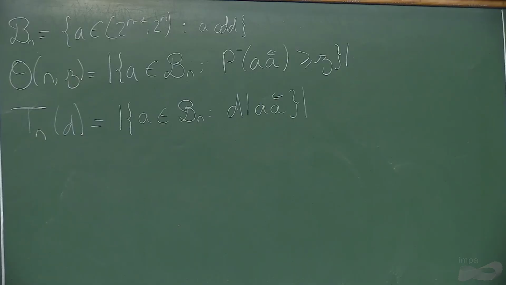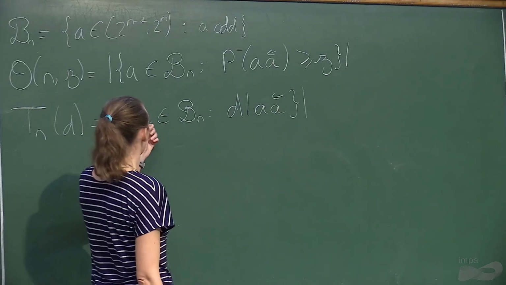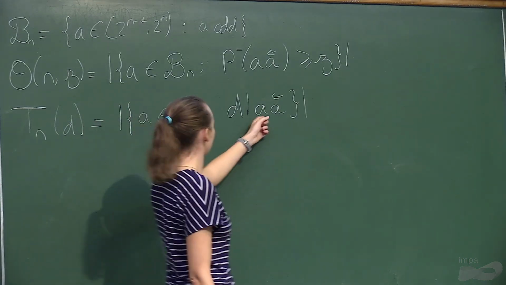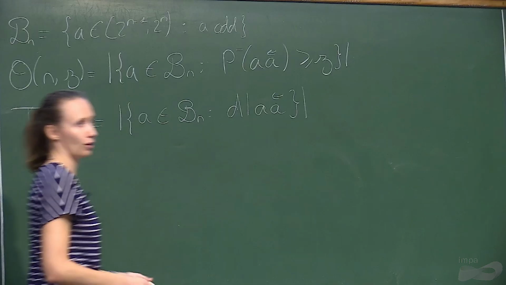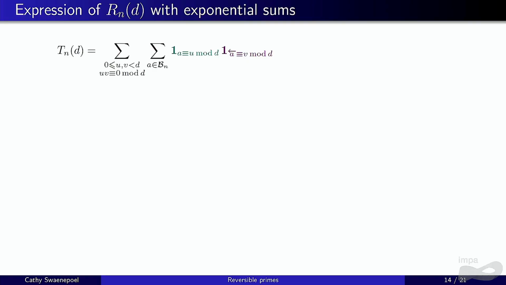Tn of d is this quantity, the sum over all a in Bn such that a times its reverse is congruent to 0 mod d of 1. We start by rewriting this in the following way. We filter according to the value of a mod d and the reverse of a mod d. This gives a sum over all u, v such that uv is congruent to 0 mod d, of the sum over a of a quantity which is 1 if a is u mod d and 0 otherwise, times a quantity which is 1 if the reverse of a is v mod d and 0 otherwise.